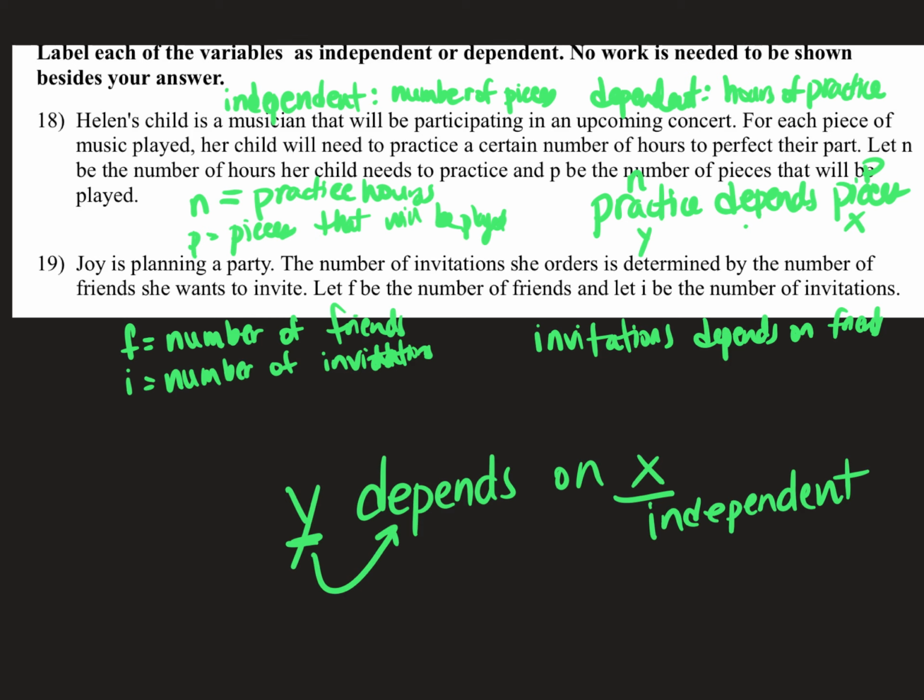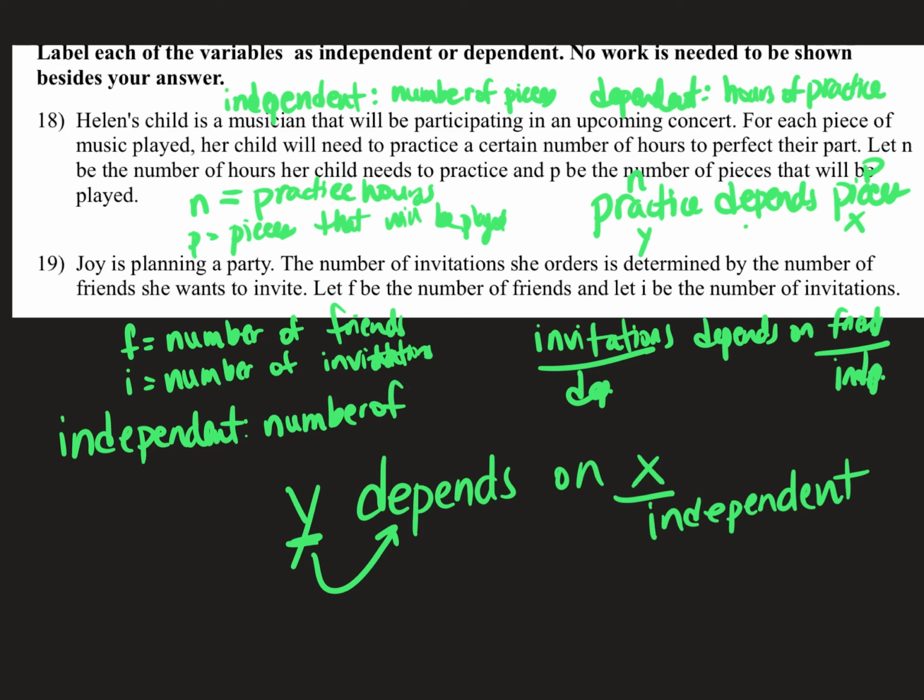So independent is the number of friends. Dependent is the number of invitations. So we're going to write that out. Independent variable is the number of friends. Oops, left off my R. Number of friends. And dependent variable is number of invitations. Okay, that's all of that one. And again, you did not have to write all the words. The words that I have written in green are sufficient.